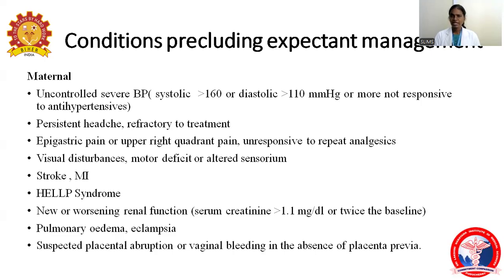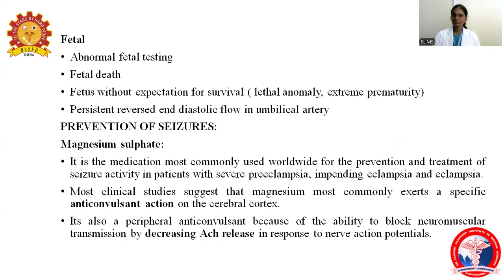These are the conditions that preclude expectant management. Maternal conditions like uncontrolled BP, as I already discussed, persistent headache refractory to treatment, epigastric pain or right upper quadrant pain unresponsive to repeat analgesics, visual disturbances, stroke, MI, HELLP syndrome, new or worsening renal dysfunction, pulmonary edema, eclampsia, suspected placental abruption or vaginal bleeding in the absence of placenta previa. And fetal conditions like abnormal fetal surveillance testing, fetal death, a fetus without expectation for survival, like fetal anomaly or extreme prematurity, and persistent reversed end-diastolic flow in the umbilical artery. So in all these conditions, we should not plan for expectant management.